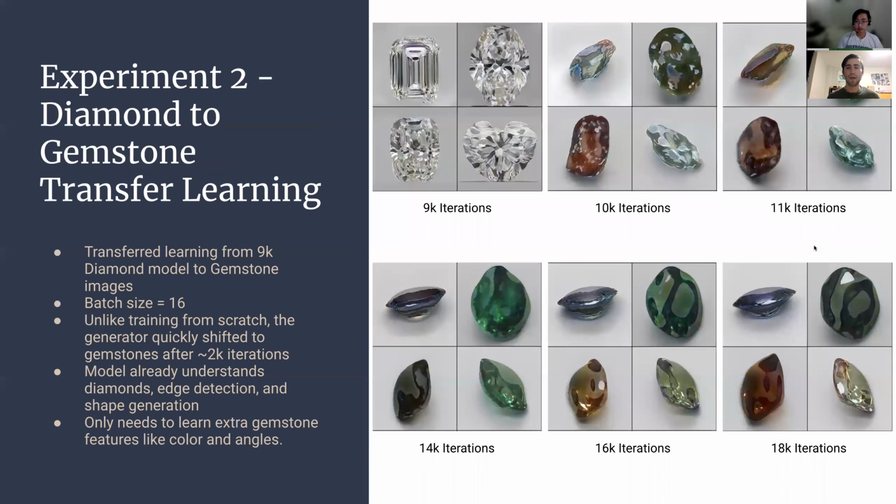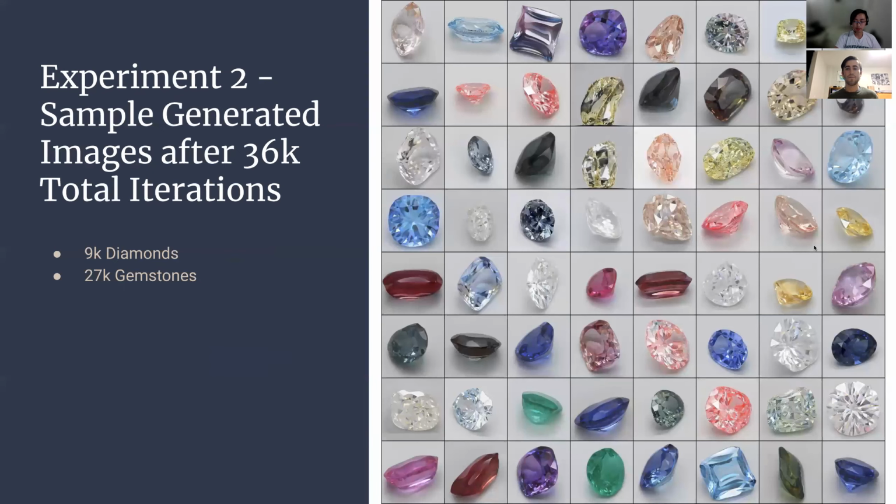Because of this, after only about 2K iterations, it was able to learn the features of a gemstone, and then it could quickly further improve from there. It was able to learn features such as rotation, color, and shape. We trained it for a total of 36,000 iterations, and the images look really good and definitely demonstrate all three of these properties that we were really looking for.